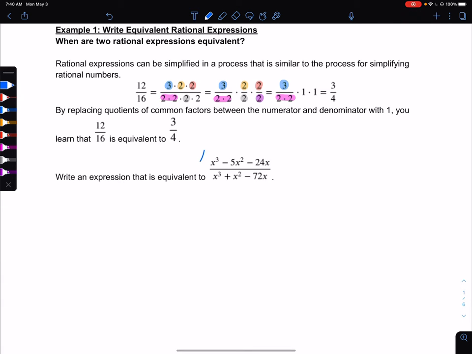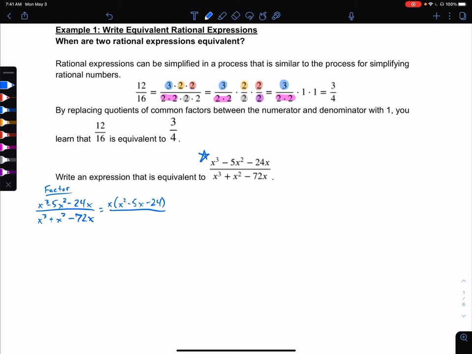In this case, we're looking at x cubed minus 5x squared minus 24x over x cubed plus x squared minus 72x. The first thing we need to do is factor. You're always going to need to factor these problems. I'm going to take x cubed minus 5x squared minus 24x and write it horizontally, but however you set it up is fine. I see that all of my terms up top have an x in common, so I'm going to factor out an x and be left with x squared minus 5x minus 24.